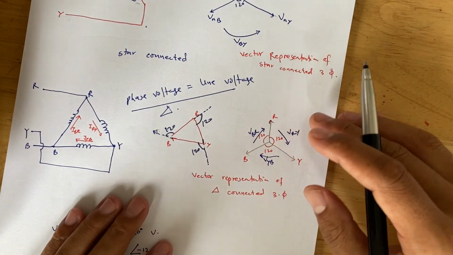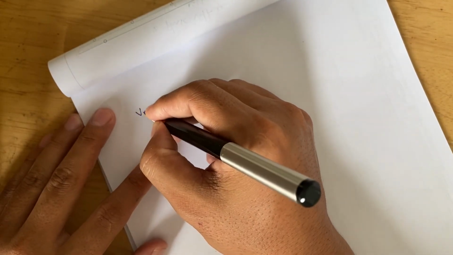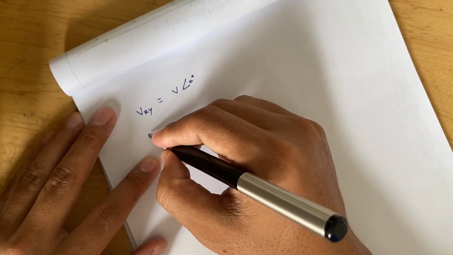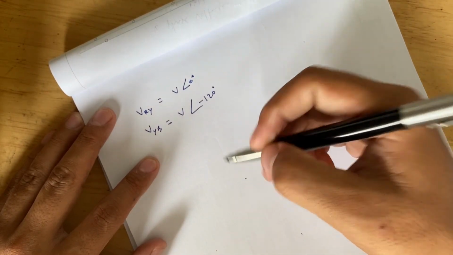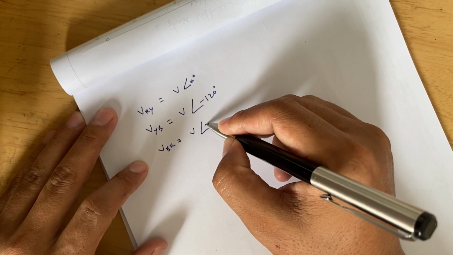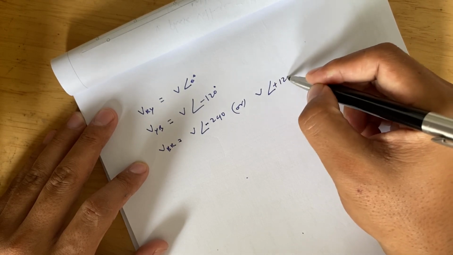Similarly, in the case of the balanced system, we can write the line voltages as: V_RY will be equal to the line voltage at an angle of 0 degrees, then V_YB will be at an angle of minus 120 degrees, displaced by 120 degrees, and for V_BR it will be displaced by minus 240 degrees, or we can simply write V at an angle of plus 120 degrees.